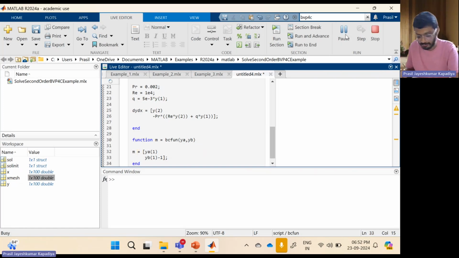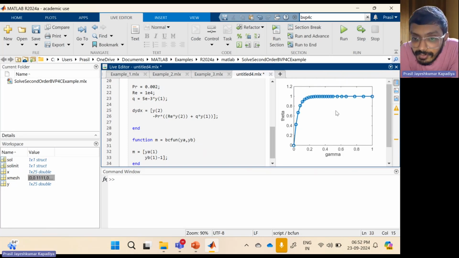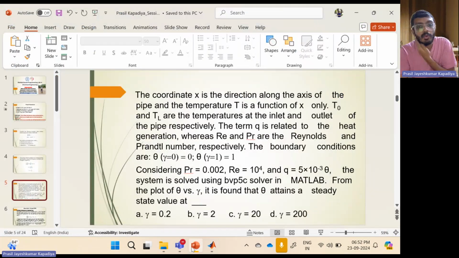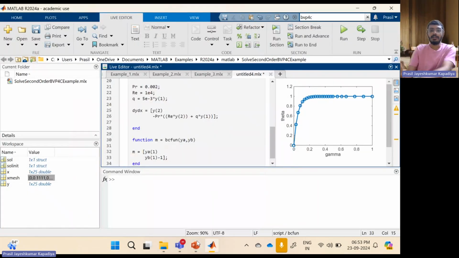So let's try to run this. So see, we are getting it. When are we achieving steady state? We are achieving it near this. After this point, it's not changing. So let's say at x is equal to 0.2, it's at steady state. So my answer will be x is equal to 0.2. Correct?